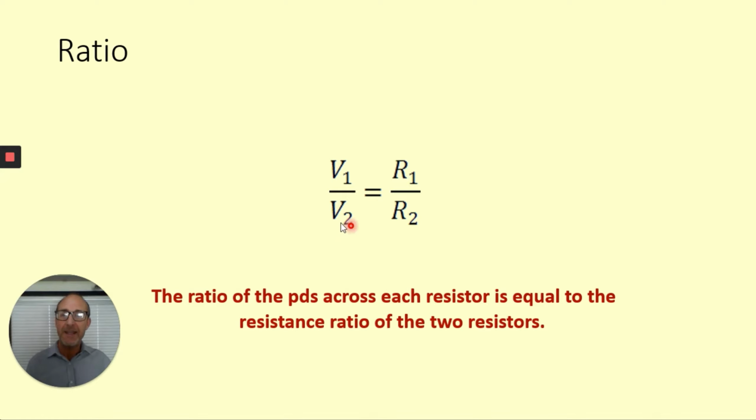So this gives us this here, this ratio. So V1 over V2 equals R1 over R2. So if you know V2, R1, and R2, you can find out V1, and consequently you can find any of these by rearranging. Okay.